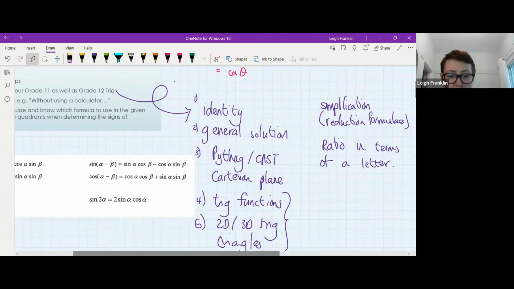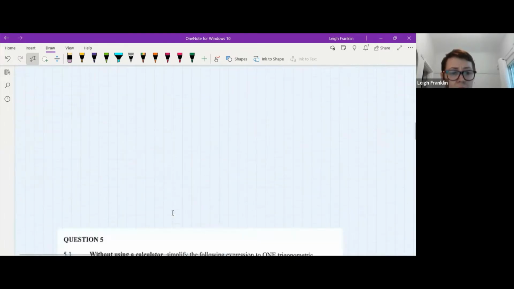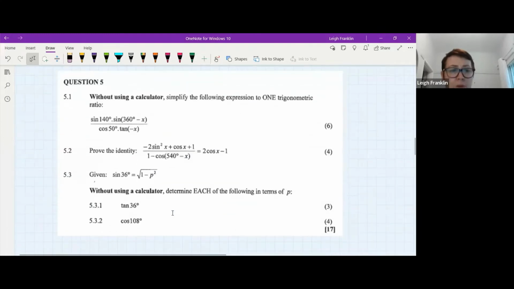So if we go and have a look at these questions that are coming, we'll come back to our formulae now. Let's just go down here. There we go. So question 5.1. All right, when it says without using a calculator, then they do mean without using a calculator. If they can see that you used a calculator, you are going to be penalized for that.